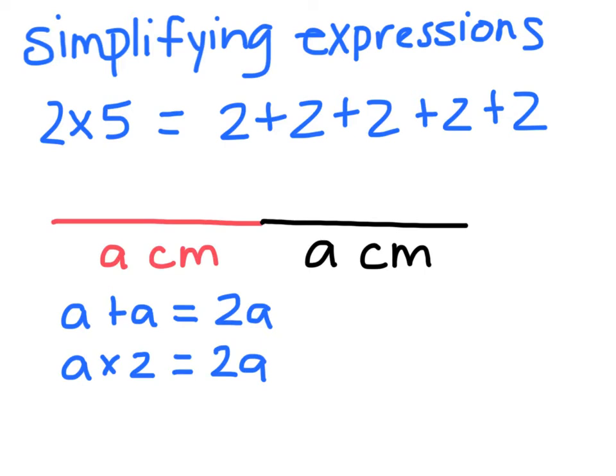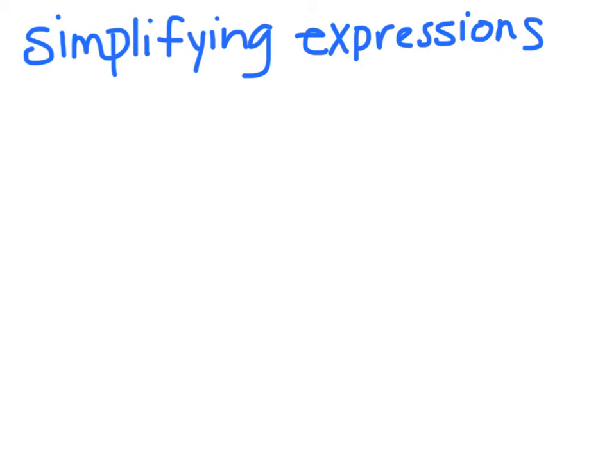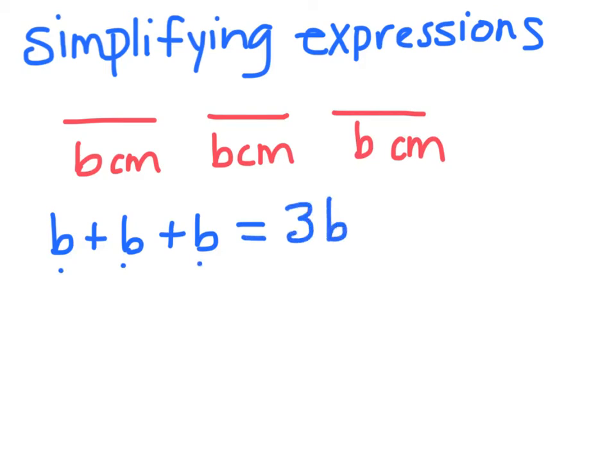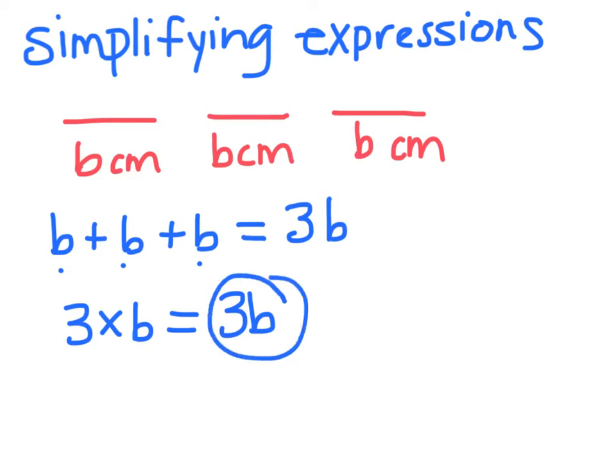Okay. Let me show you another example. Let's say we have three sticks, each b centimeters long, and we want to know the total length of the three sticks together. Well, we'll add these. B plus B plus B equals 1, 2, 3 B's. The other way to figure this out would be 3 times B, which is the same, we learned yesterday, as 3 B's. So once again, we simplified B plus B plus B, or 3 times B, to just 3 B.